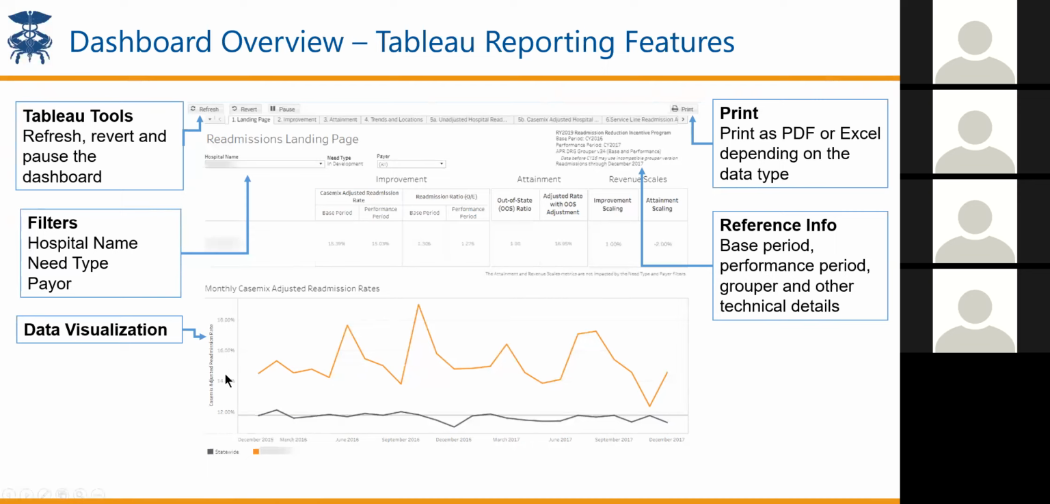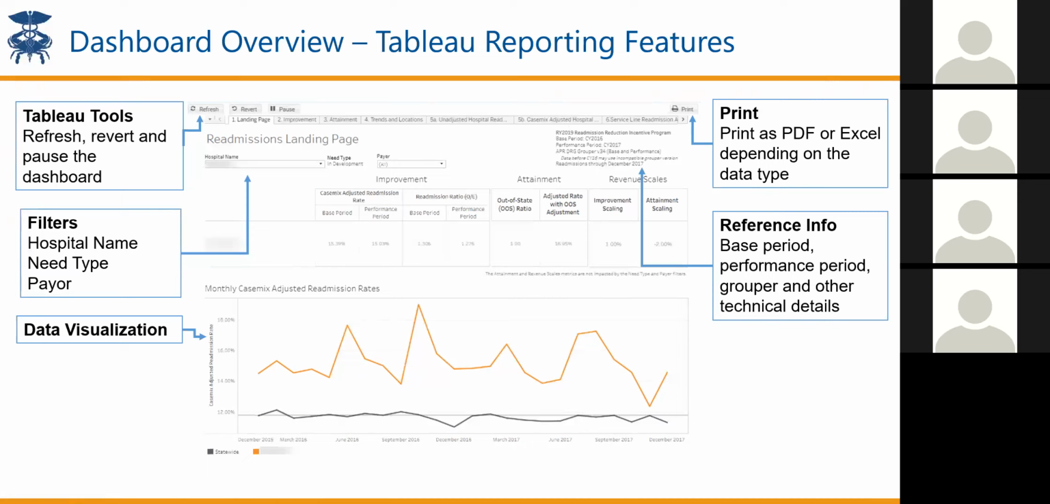Below that is the data visualization, which is pretty consistent across all the dashboards. There's a print button on the upper right-hand corner, which, based on the dashboard type, gives you the option to print a PDF or an Excel file. And then reference info, which is my favorite piece of information that's consistent throughout these dashboards. This is a really neat tool that gives you information on the base performance period, the grouper version, and other technical details. Without having to flip to a notes section or to another piece of documentation, you have that information right there in front of you to refer to.